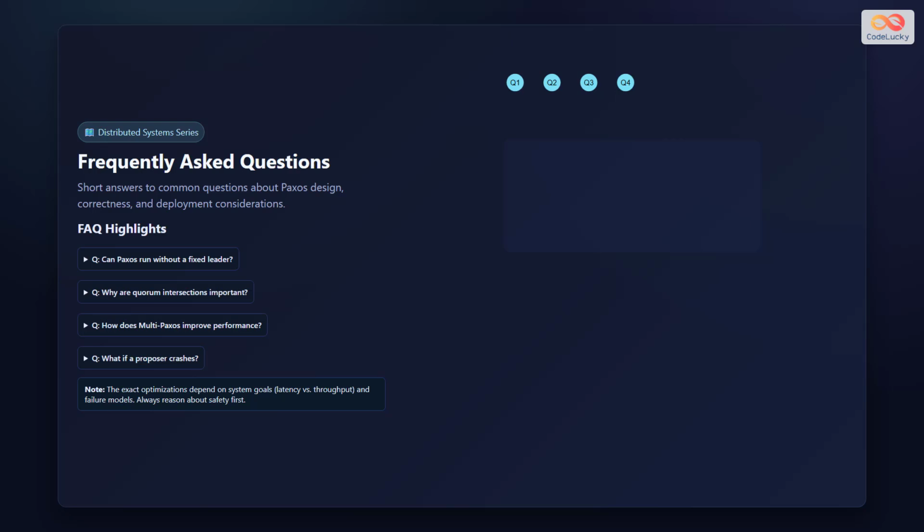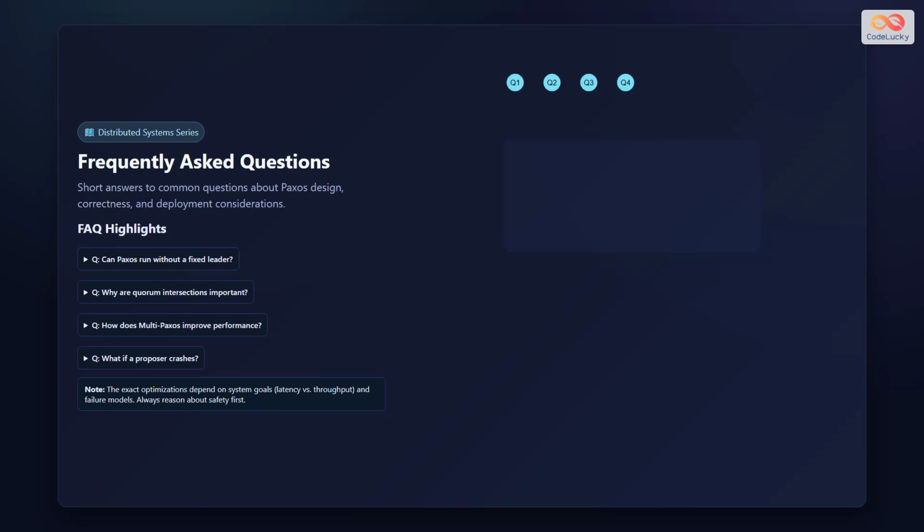Can Paxos run without a fixed leader? Yes. Paxos does not require a permanently elected leader. Leaders may rotate or change without affecting safety, though stable leadership improves performance. Why are quorum intersections important? Intersections guarantee that no two quorums can decide on conflicting values, preserving safety across rounds and failures.